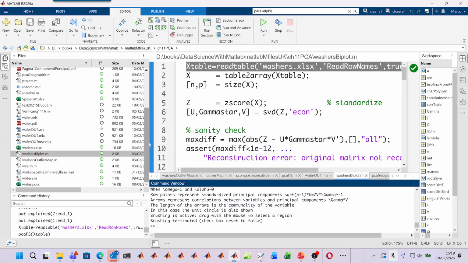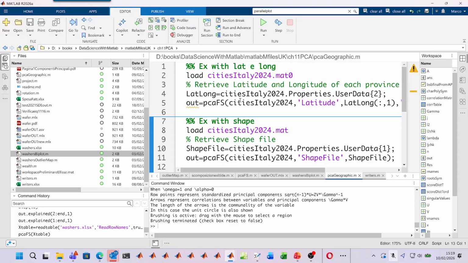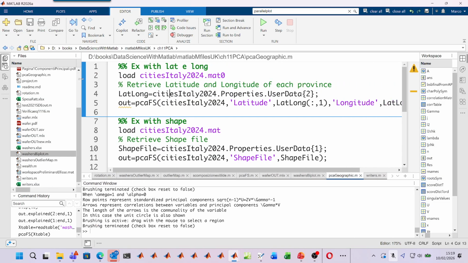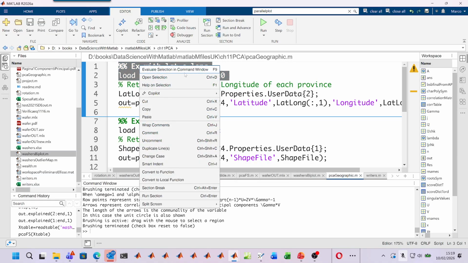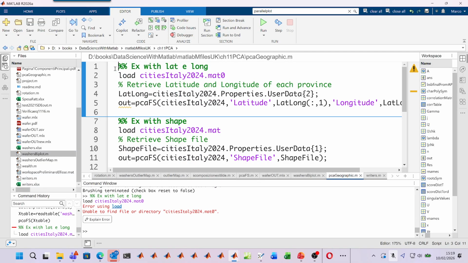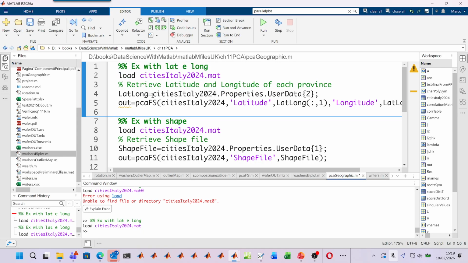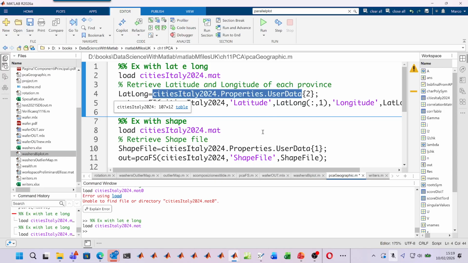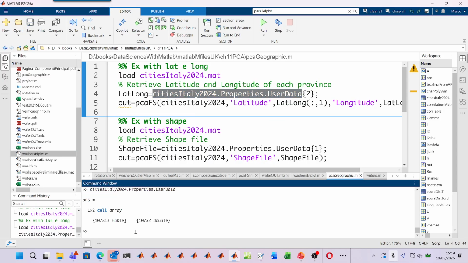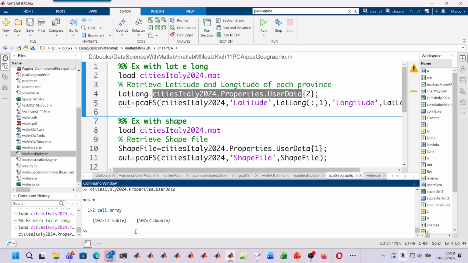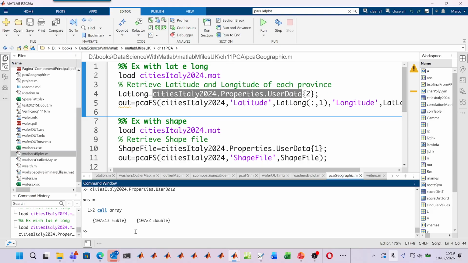Now, let us see now with PCA geographic. When you load Cities Italy 24, then you can find this user data. Aside properties, user data. Here you have additional information among the user data. And here what did we put?